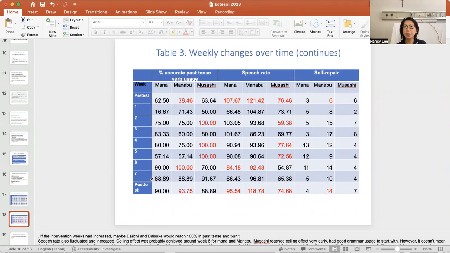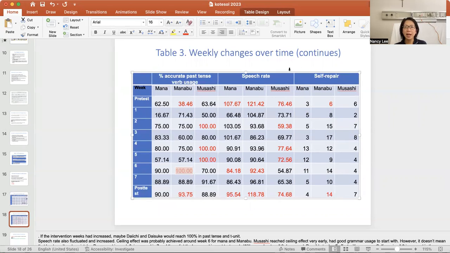Next, I would like to have a look at the percentage of accurate past tense verb usage. Once again, compared to the pre-test scores, all 3 participants improved a lot in the post-test. You can see that they have almost reached 100% accuracy. For Musashi, he reached ceiling effects in week 2, and then again in week 4 and week 5. This shows that even learners who reach ceiling effect could still make mistakes. With Manabu, he reached 100% accuracy in week 6, then decreased slightly in week 7, and then increased slightly in the post-test.